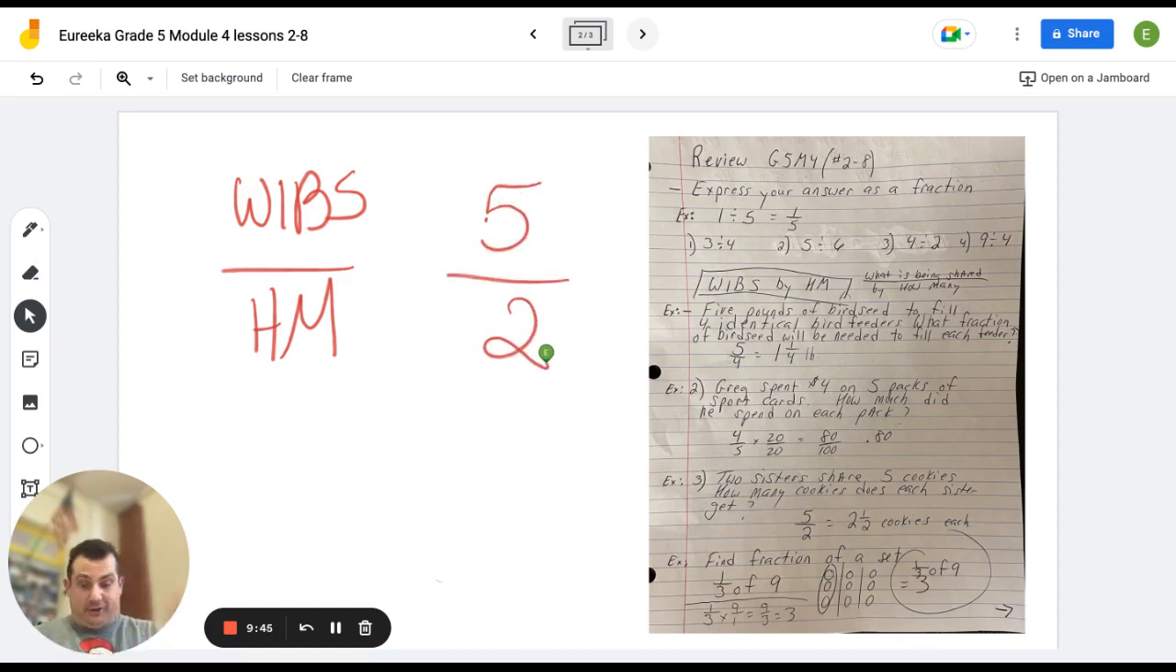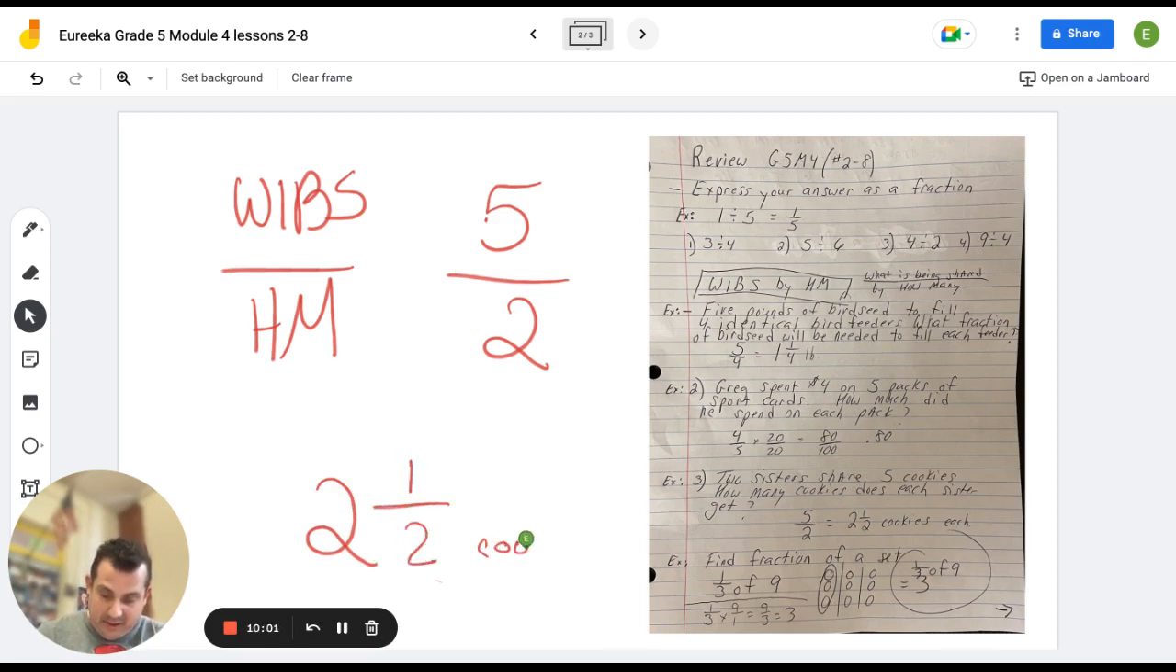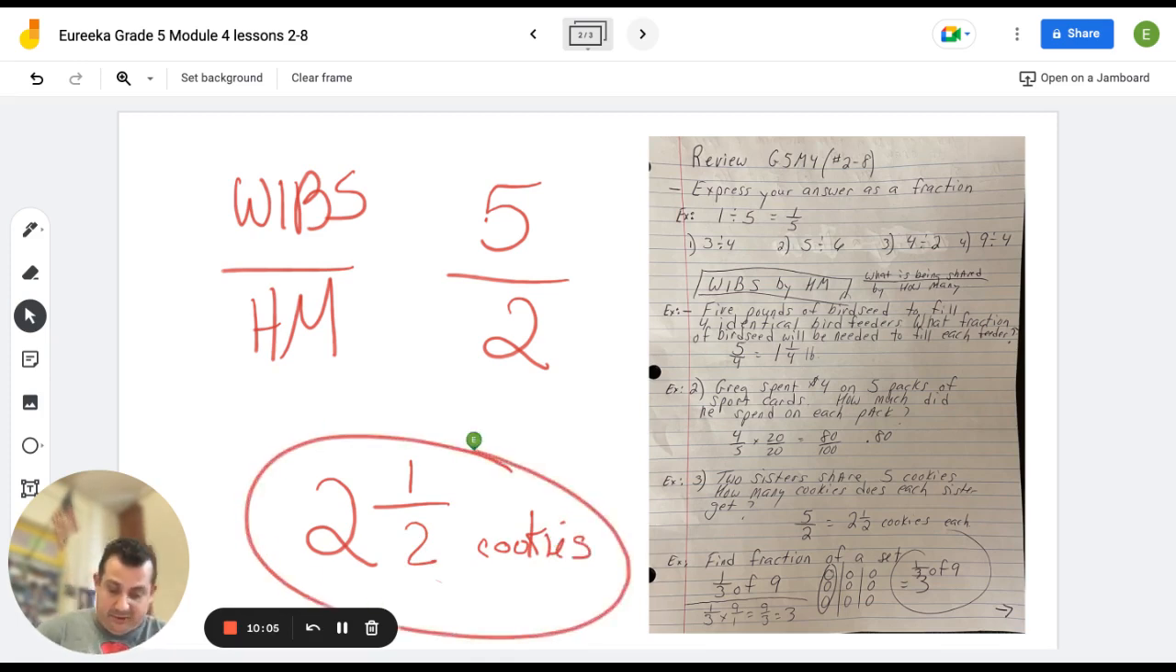So each sister is going to get 5 halves of a cookie, and how many cookies is that? Well, 2 can go into 5 2 times. So 2 times 2 is 4 with 1 left over, and they're getting 2.5 cookies each. That is the answer there. 2.5 cookies each. All right.